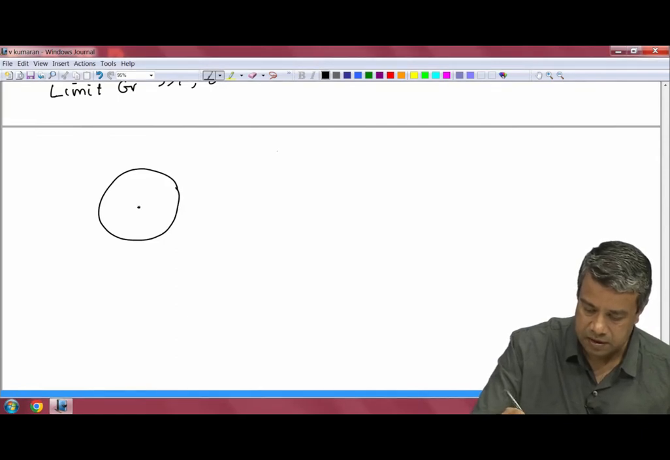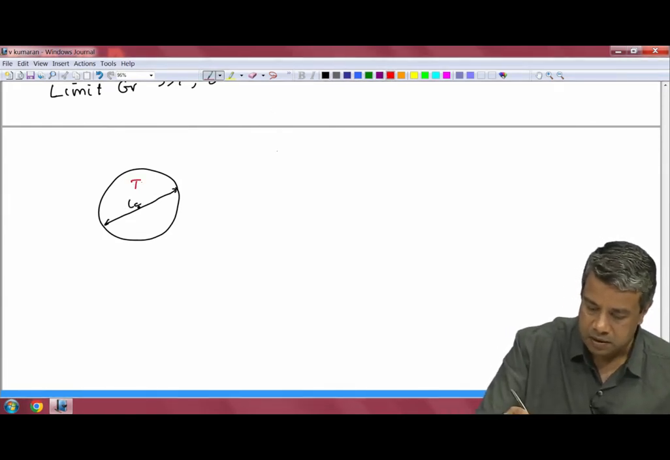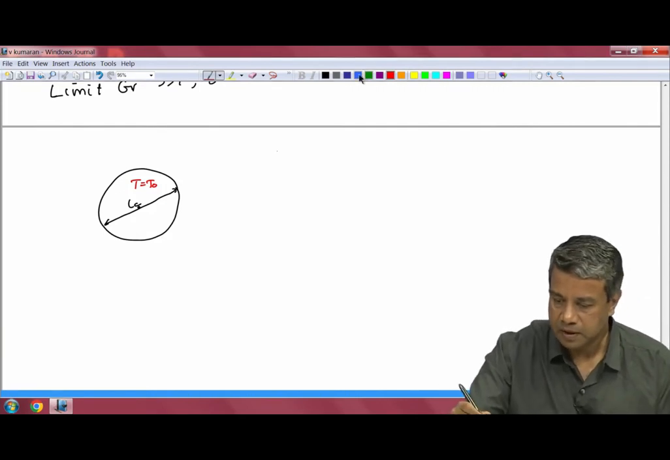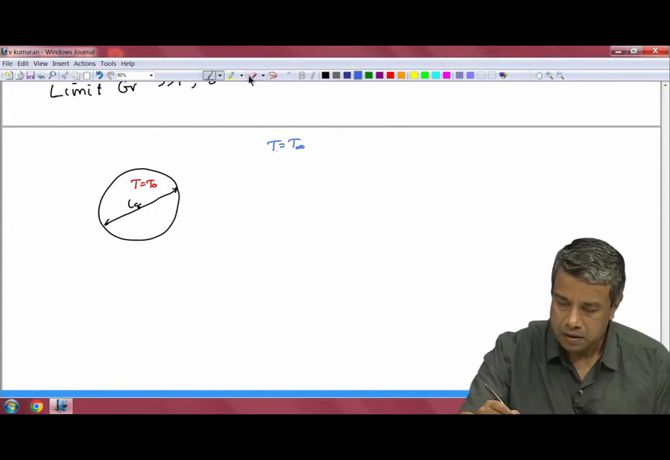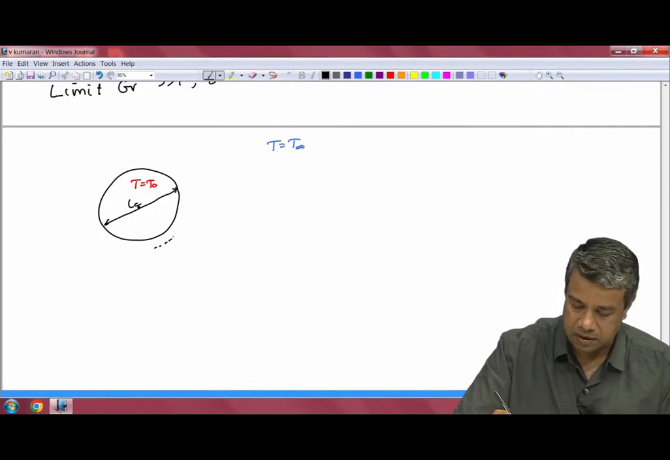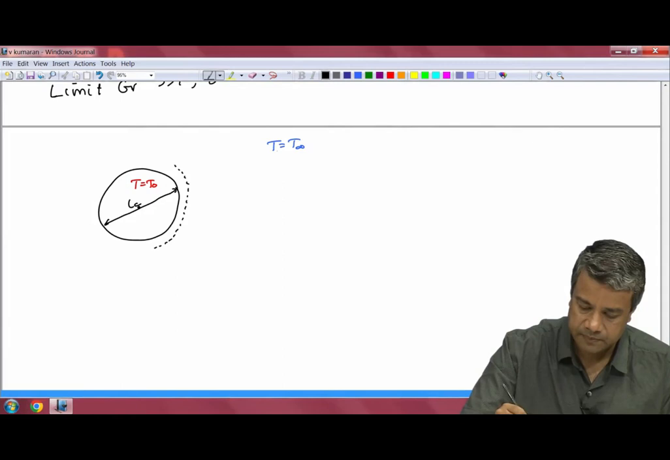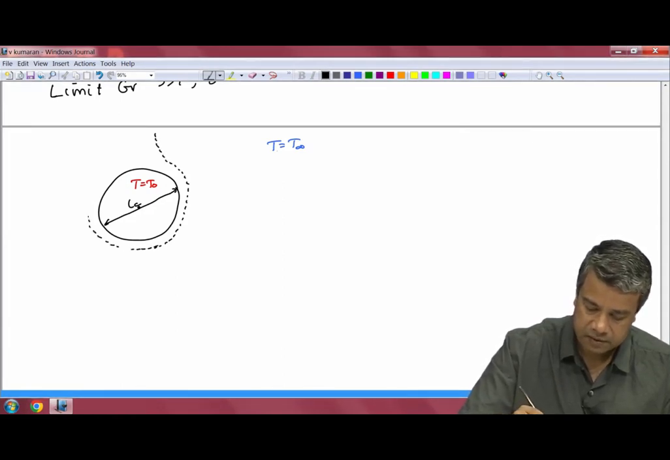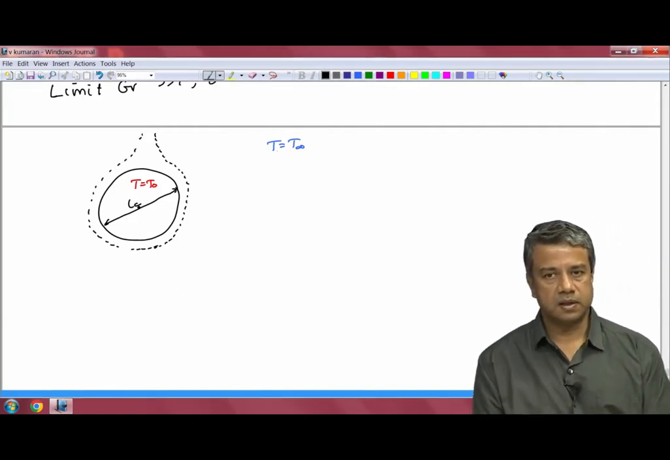So, for the configuration that we had of characteristic dimension LC, T is equal to T naught at the surface, and T is equal to T infinity far away. We expect the effect of diffusion to be restricted to a thin region close to the surface in the limit of high Grashof number, where convection and diffusion are comparable.